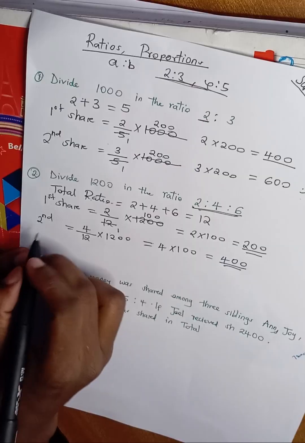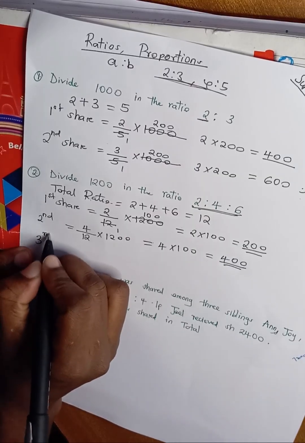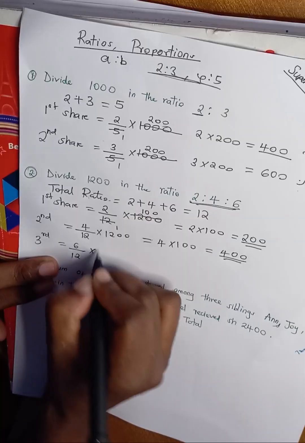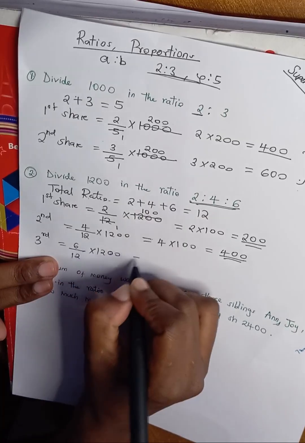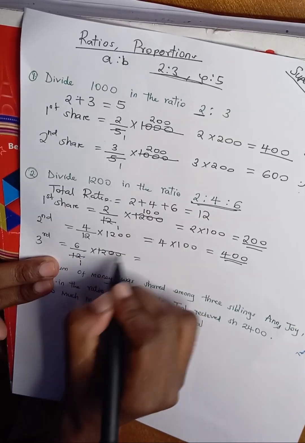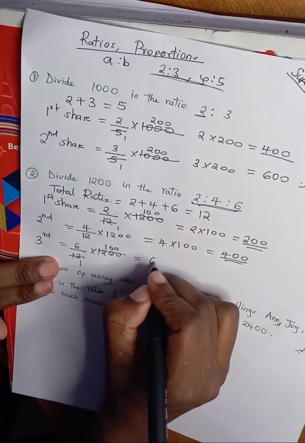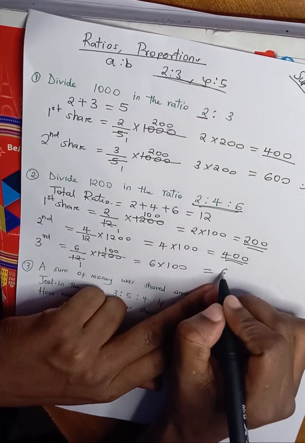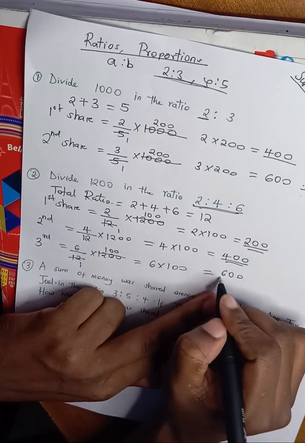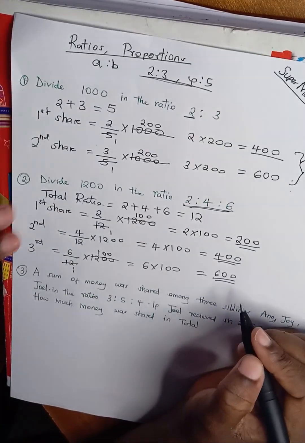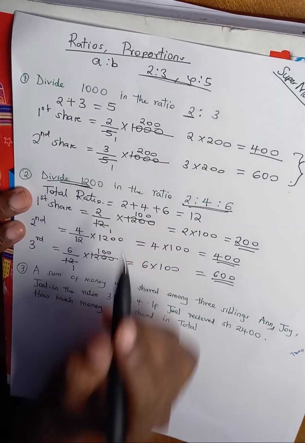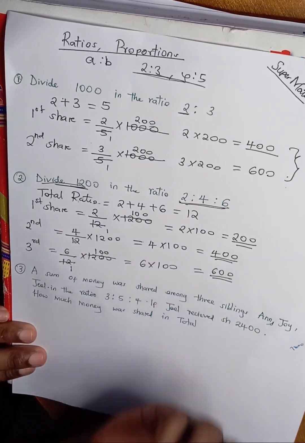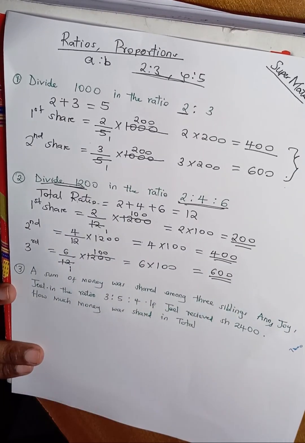I hope we are together up to that point. The third share is going to be 6 over 12 times 1200. Now, 1200 divided by 12 is 100. 6 times 100 is 600. That's what you do when you are asked a question of this kind, divide 1200 in the ratio. And you can't miss this type of question in exams.